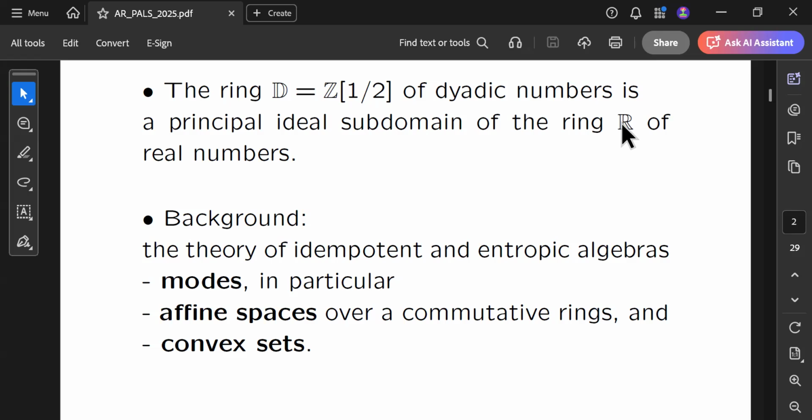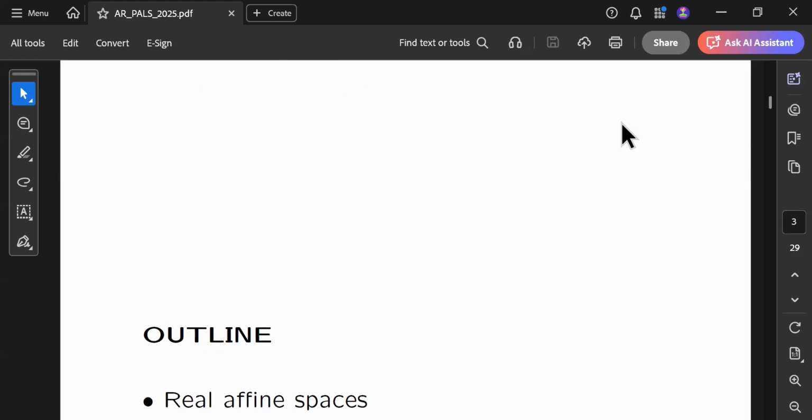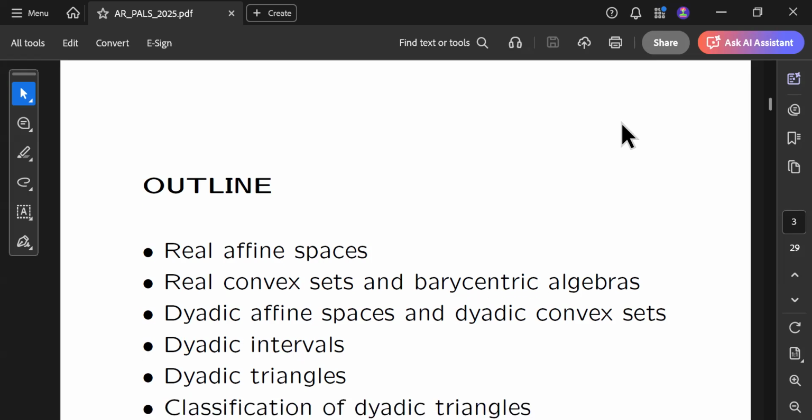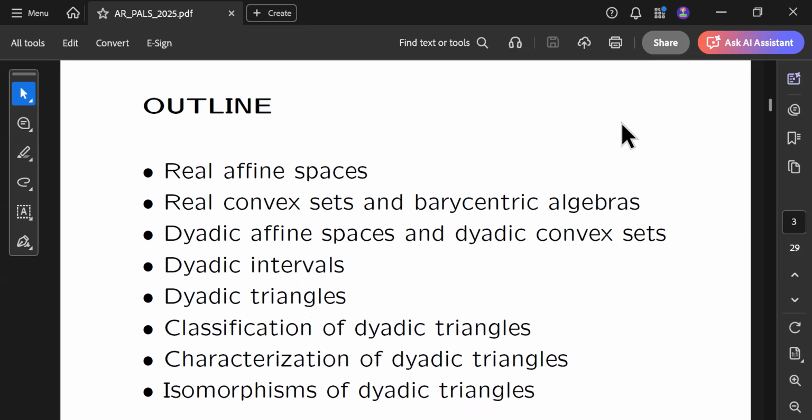The talk will be organized as follows. At first, I will tell you about our approach to real affine spaces and real convex sets. Then the second part will contain definitions and basic properties of affine spaces over dyadic numbers and dyadic convex sets, with special emphasis on dyadic intervals and dyadic triangles, which are essential to build more complicated polytopes. And the last third part will contain the recent results obtained together with Anna Mućka concerning the full description of dyadic triangles, their classification, characterization, and representation.